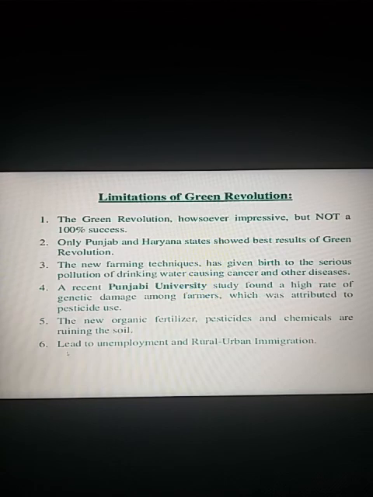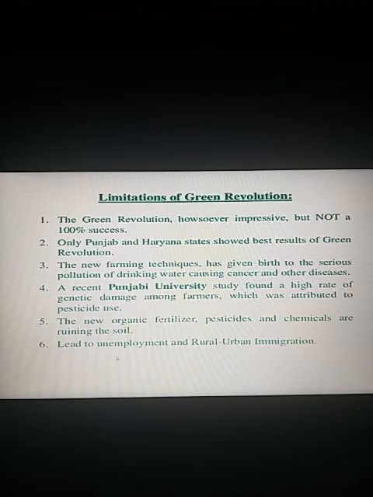And last point, it leads to unemployment and rural urban migration. Why does it lead to unemployment? Because of the use of machines. Remember, machines will replace men. It will lead to unemployment. As a result, as the rural people are not able to get adequate job opportunities, they migrate from rural areas to urban areas, expecting job opportunities in the cities, and it will create a kind of burden on urban areas. Thank you.